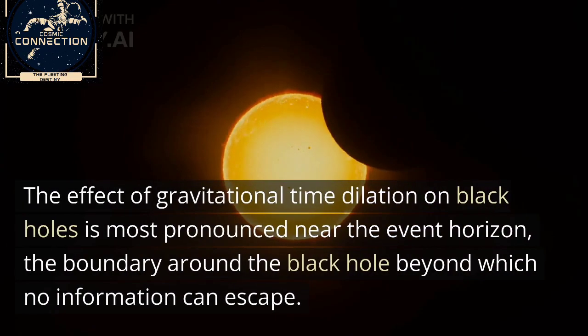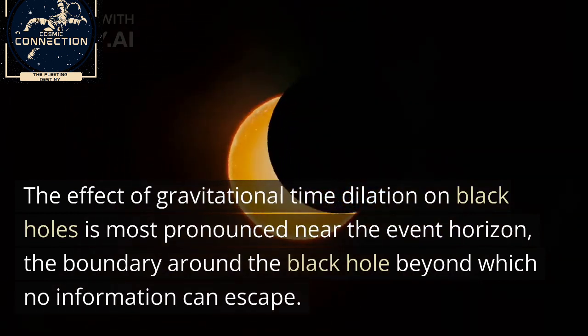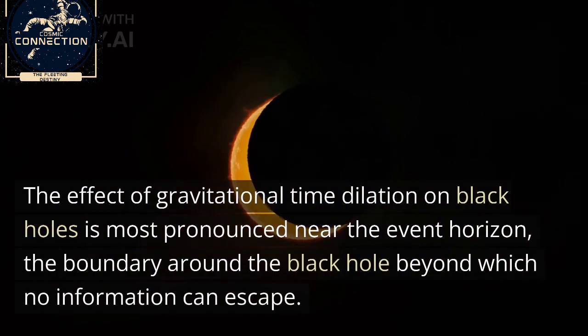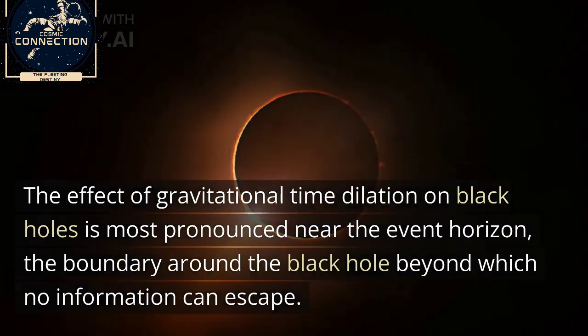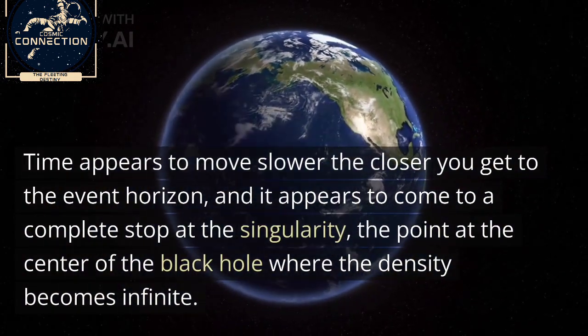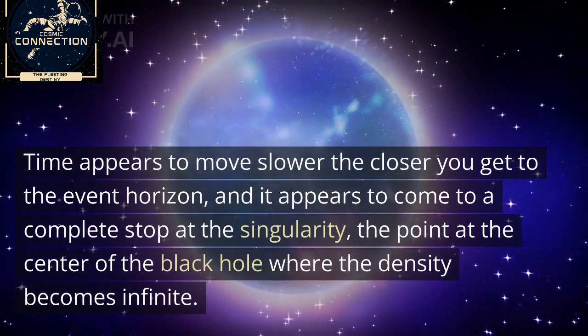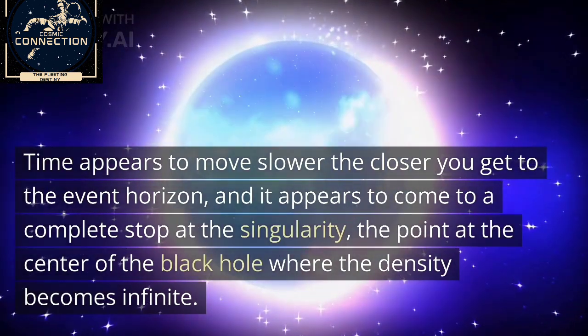The effect of gravitational time dilation on black holes is most pronounced near the event horizon, the boundary around the black hole beyond which no information can escape. Time appears to move slower the closer you get to the event horizon, and it appears to come to a complete stop at the singularity, the point at the center of the black hole where the density becomes infinite.